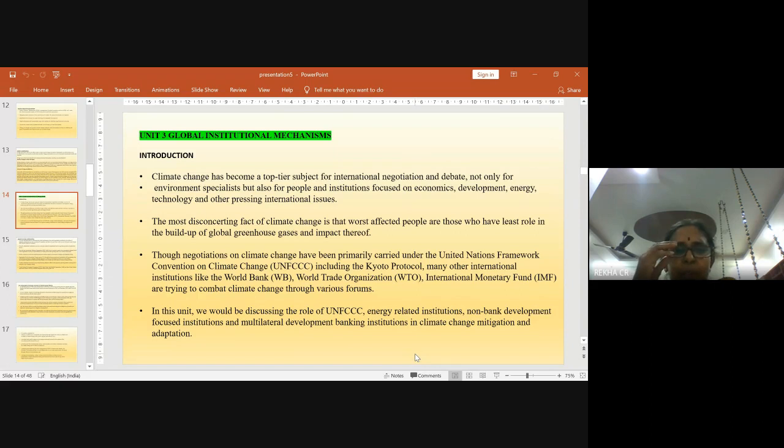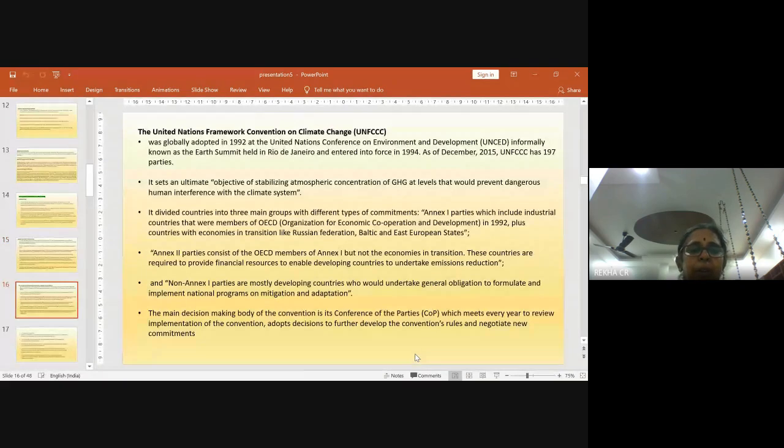So coming to the global institutional mechanisms. Climate change is one of the top tier subjects for international negotiation and debate, not only for the environmental specialist, but also for the people and institutions focused on economics, development, energy technology, and other pressing international issues. Though negotiations on climate change have been primarily carried under the UNFCCC, including the Kyoto Protocol, other international institutions like the World Bank, World Trade Organization, International Monetary Fund are trying to combat climate change through various forums. So now let us study the role of the United Nations Framework Convention on Climate Change.